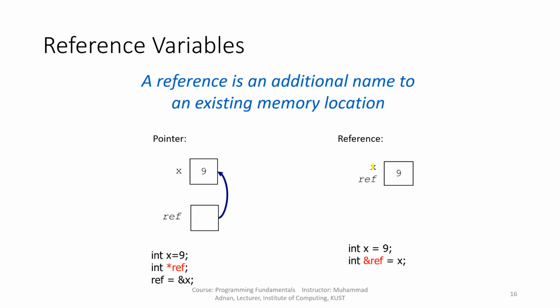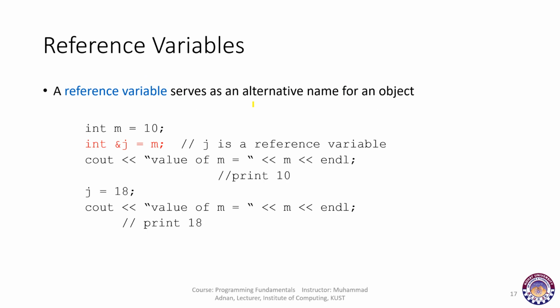So we can say that x is the name of this memory slot, whereas reference is holding the address of this memory slot. So x has 9, we have a reference variable, it gets the address of x, so it is pointing to x. So now x and reference both are pointing to the same memory slot. A reference variable serves as an alternative name of a variable or an object.